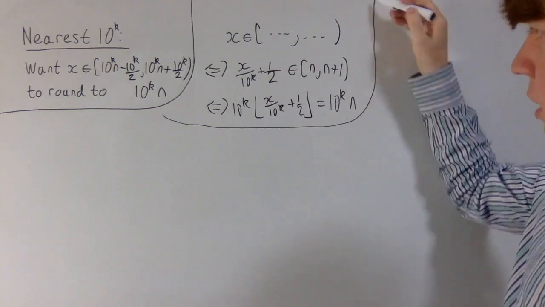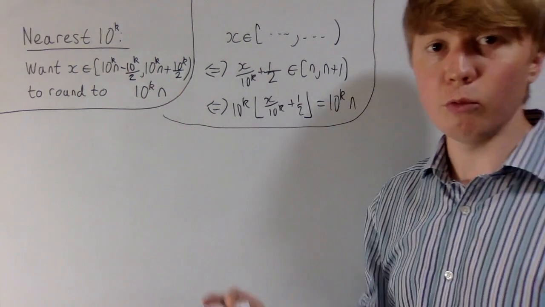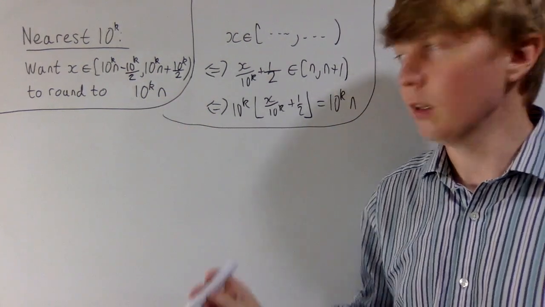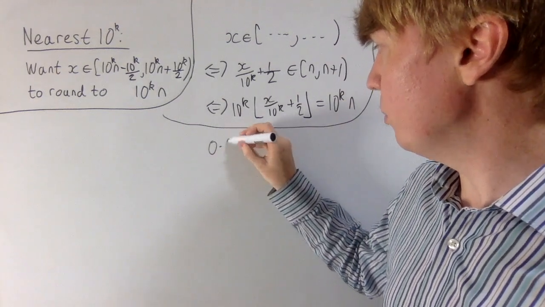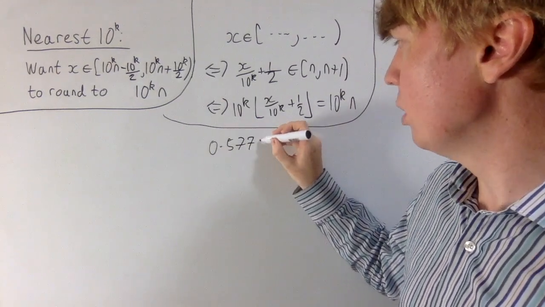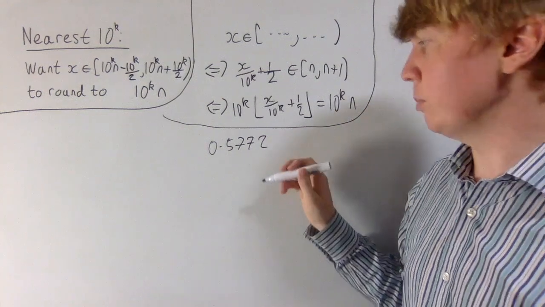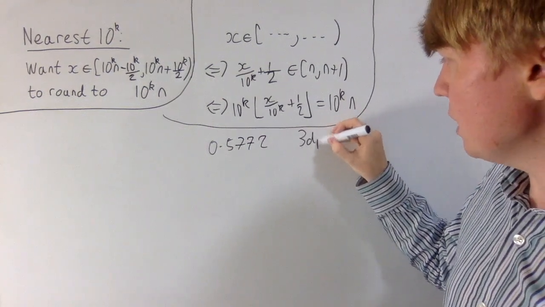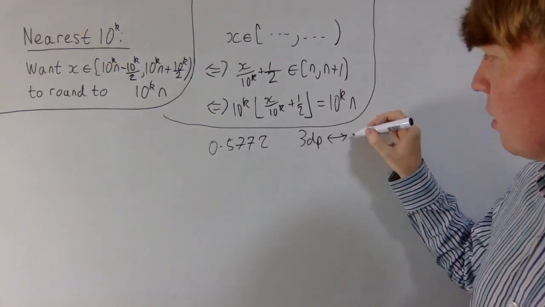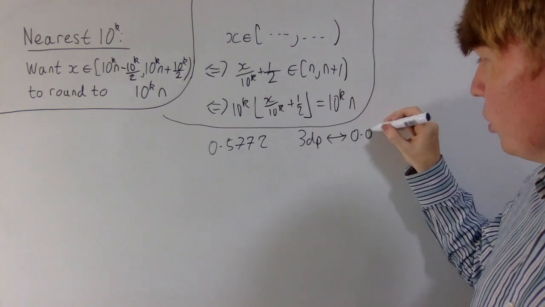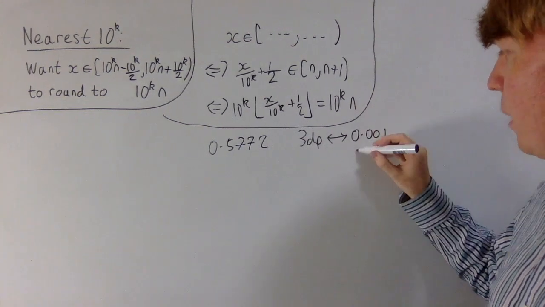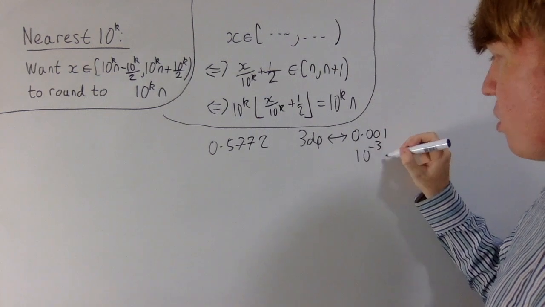So we'll just have a look at an example to show that this works for rounding for negative powers of 10. So let's say we take 0.5772, we want to round this to 3 decimal places. If you're rounding to 3 decimal places, this is basically the same as rounding to the nearest 0.001, or to the nearest 10 to the minus 3.